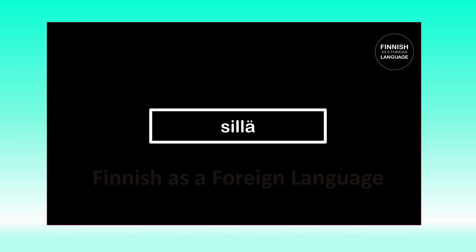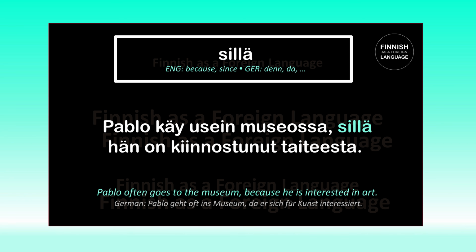Next one is sillä, which means because or since. For example, Pablo käy usein museossa, sillä hän on kiinnostunut taiteesta. Means Pablo often goes to the museum since he's interested in art. Let's go step by step. Käy here is the third person singular present tense of käydä, which means to visit or to go to. Usein means often. Museossa is the inessive case of museo, which means museum.